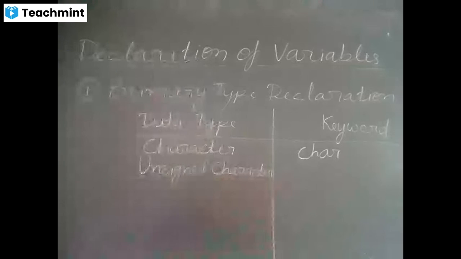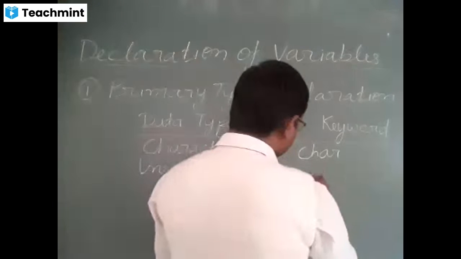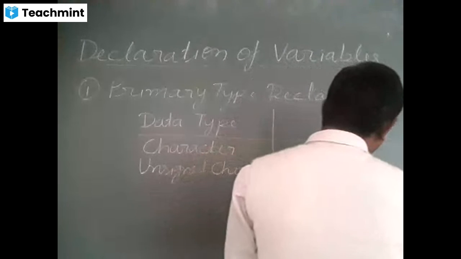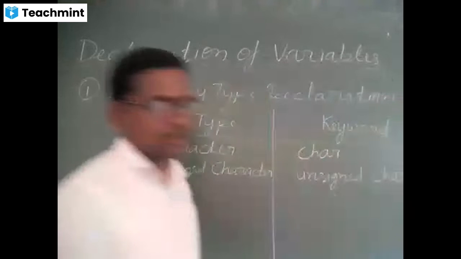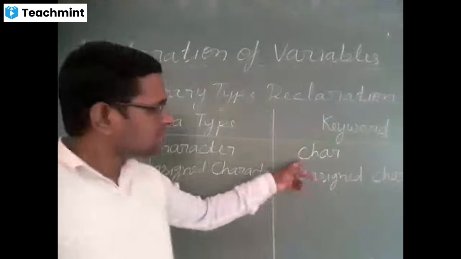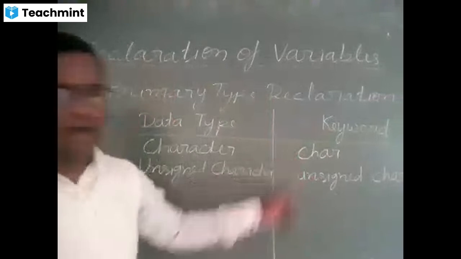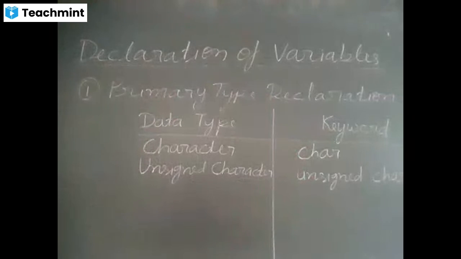Unsigned character. For the unsigned character, we use the keyword unsigned char. One thing to remember here: all keywords are in small letters. So the keyword for unsigned character is unsigned char.